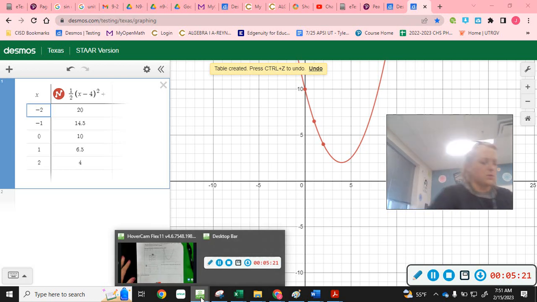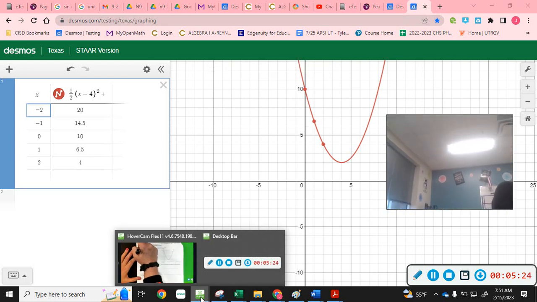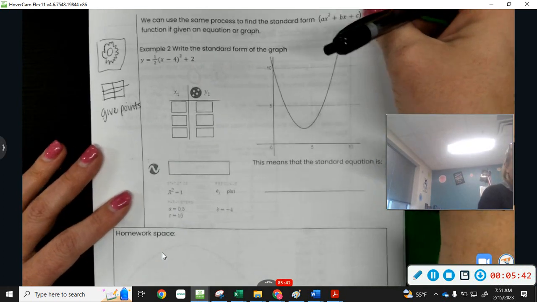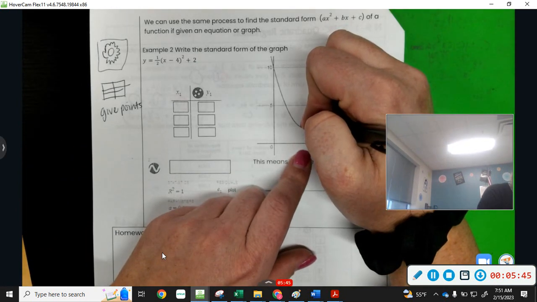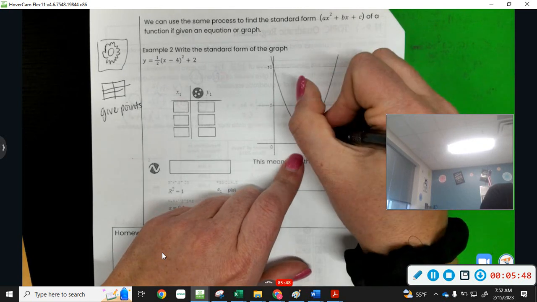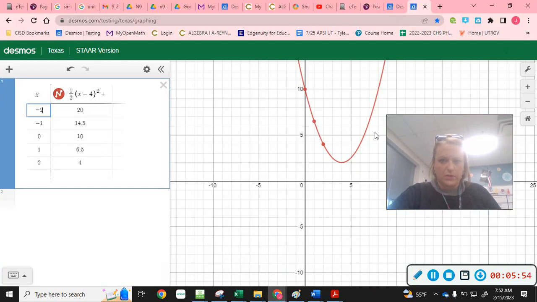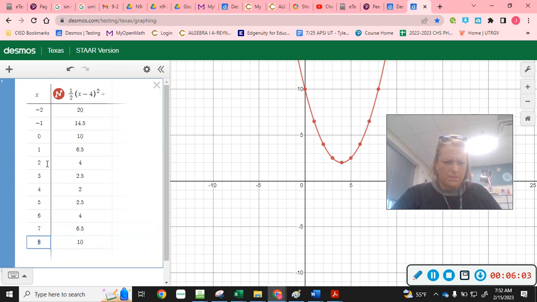So let's write that down on our notes. This little gear button, and then the table, will give points. You can also look at the graph and see that you have these points. If you don't have an equation, you can look at the graph. This point right here is going to be 4, 2, which I think we have on there, right? If I look here, I got 4, 2. The other one right here is 0, 10. And I can hit enter and get another one, which is 8, 10.